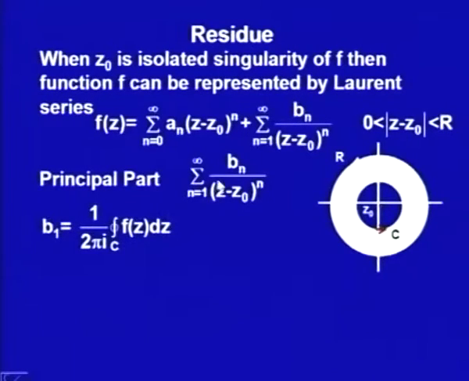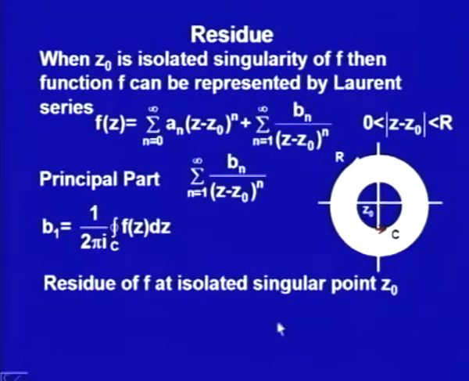We had also learned that b 1, that is especially for n equal to 1, would be 1 upon 2 pi i integral f z dz, because b n we had defined as 1 upon 2 pi i integral along this closed contour f z upon z minus z naught to the power minus n plus 1. So, when n is equal to 1, the denominator will not be there, and I would get simply f z. We had called this b 1 the residue of f at the isolated singular point z naught.